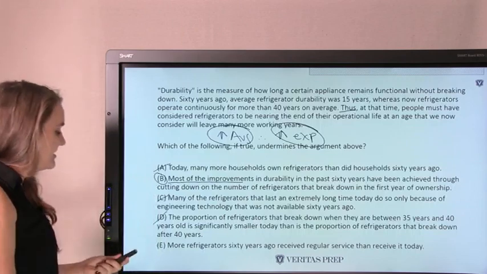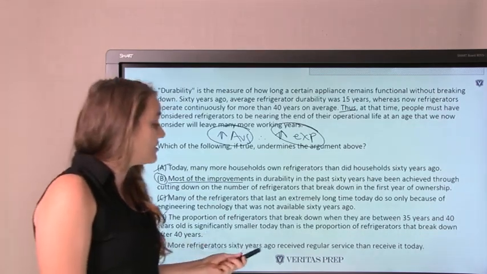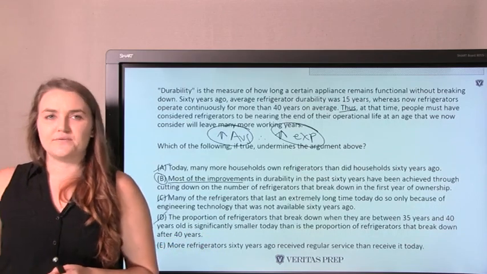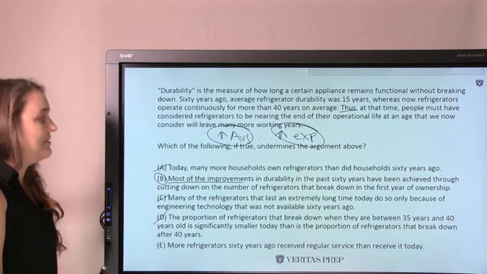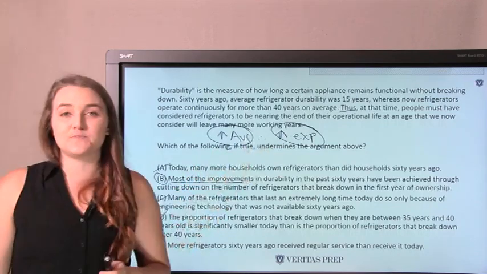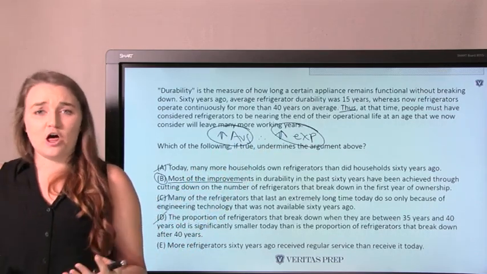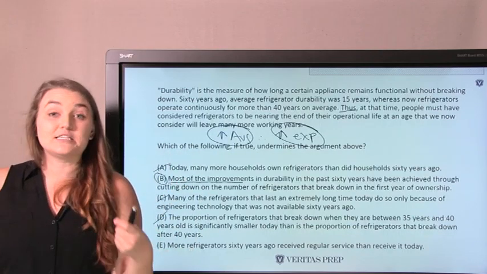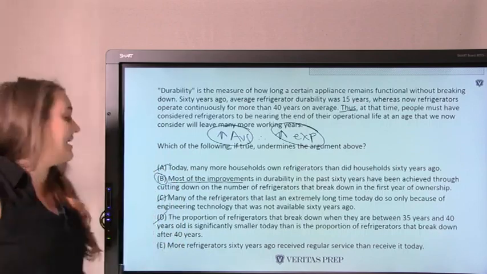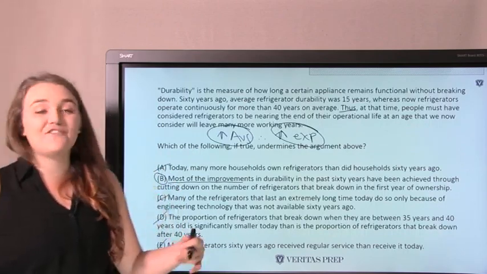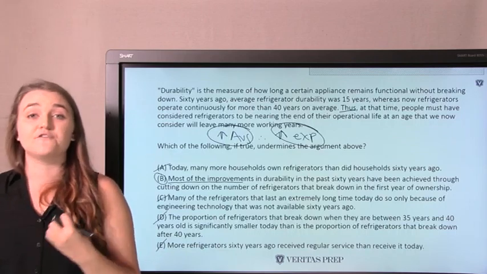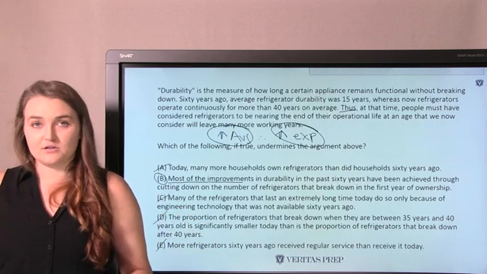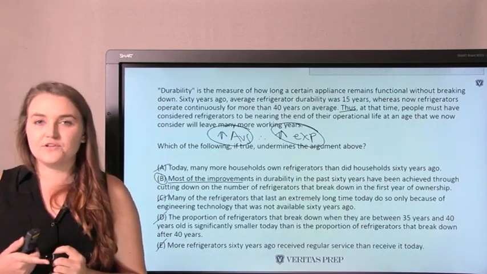So something like answer choice E that tells us more refrigerators 60 years ago received regular service than receive it today, well, the level of service we receive does not in any way impact the connection between average and expected. It doesn't expose any sort of flaw in reasoning that tells us that our average does not indicate to us the expected or usual case. Only answer choice B does so, despite the fact that, again, on first glance, the first couple of words didn't necessarily seem like the most convincing answer. So we want to make sure we take the same level of scrutiny into these answers.